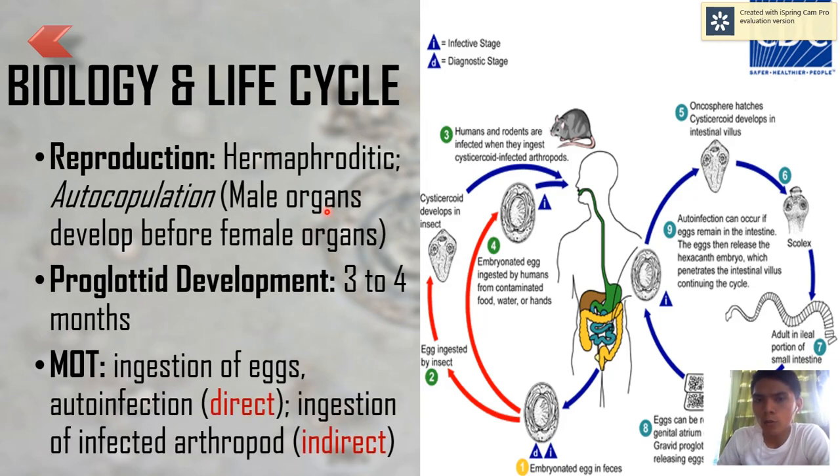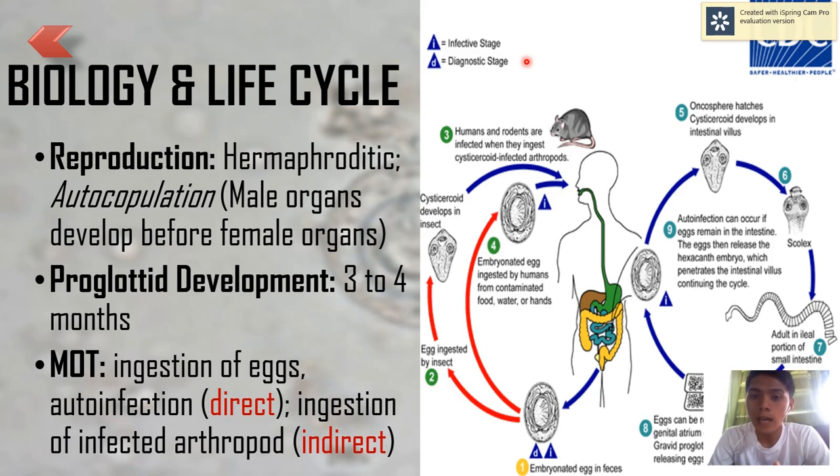Reproduction, just like all other cestodes, they are hermaphroditic. Or other term for hermaphroditic is monoecious. Monoecious species are those species na ay complete set of both male and female. So, dili siya distinct. Dili sila separated, meaning nasa isa. That other is the dioecious.